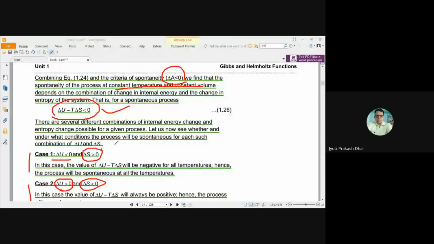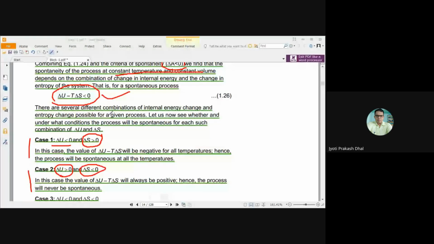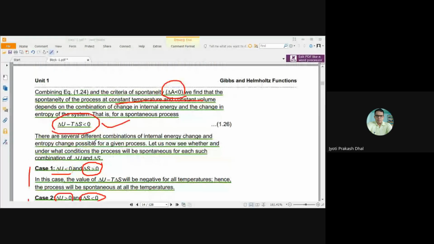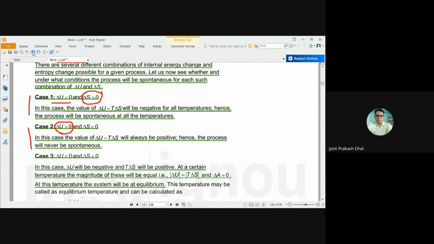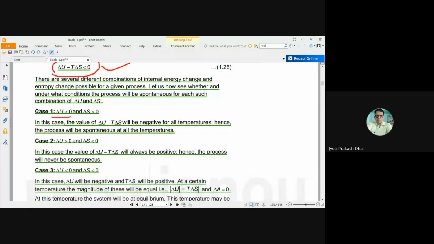Okay. So this is the criteria, the condition for spontaneity. That is del A should be less than 0. Del A means change in Helmholtz energy should be less than 0. So del A means del U minus T del S should be less than 0. Now if you apply this condition to various cases, these are the various cases.